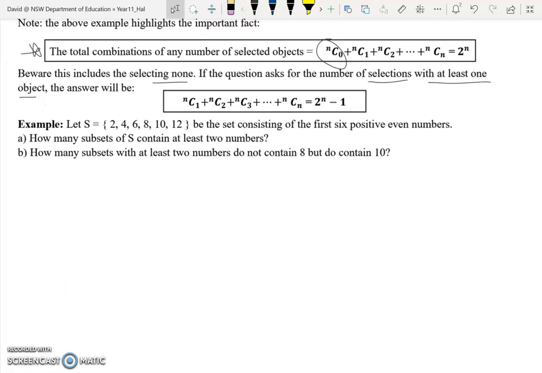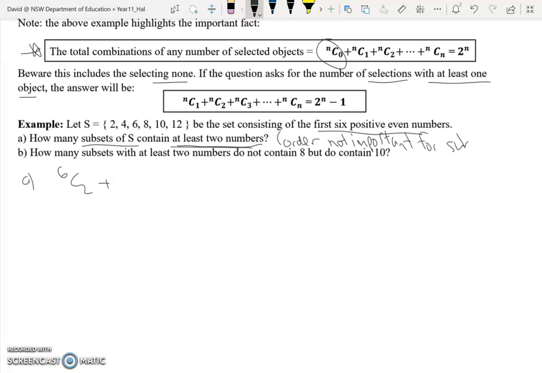All right, let's have another look at another question using the same sort of method. So we've got a set: 2, 4, 6, 8, 10, 12. It's the first 6 positive even numbers. How many subsets contain at least 2 numbers? Okay, so at least 2 numbers. Well, there's 6 numbers. We could choose 2. That would form all the subsets with 2. By the way, one thing important for subsets: order doesn't matter for subsets.